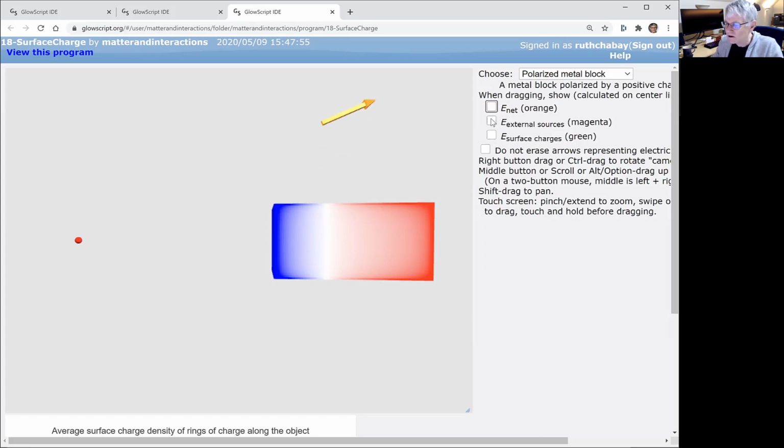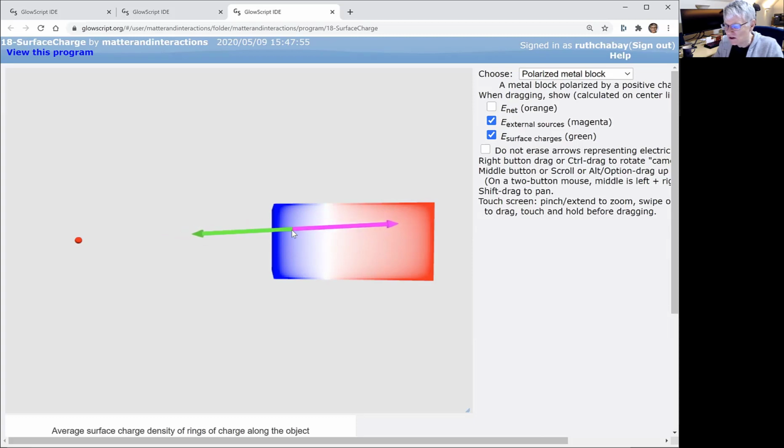Instead of the net field, let's show the electric field due to the external sources, that's the point charge, and the electric field due to the charges on the surface of the block. So the magenta field is the electric field due to this point charge. And we can see that the charges on the surface of the block are contributing something even outside. If I move off the axis, it's a little easier to see that green arrow. So that pulls. Okay, and as we get close to the block, that gets bigger and bigger.